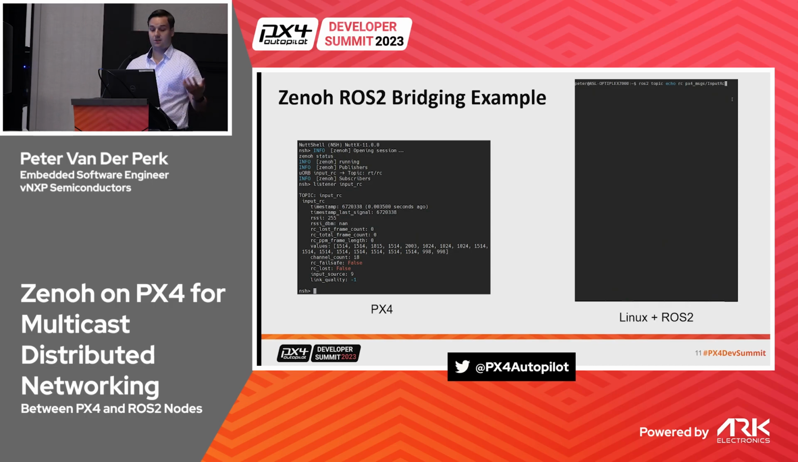So how does that look? It's pretty much on PX4: I just start up the Zenoh application. It's pre-configured to now publish the uORB messages to the multicast network, and then on the ROS2 side, we just run the Zenoh bridge, and in this example, we get the RC input. So this is quite extensive.